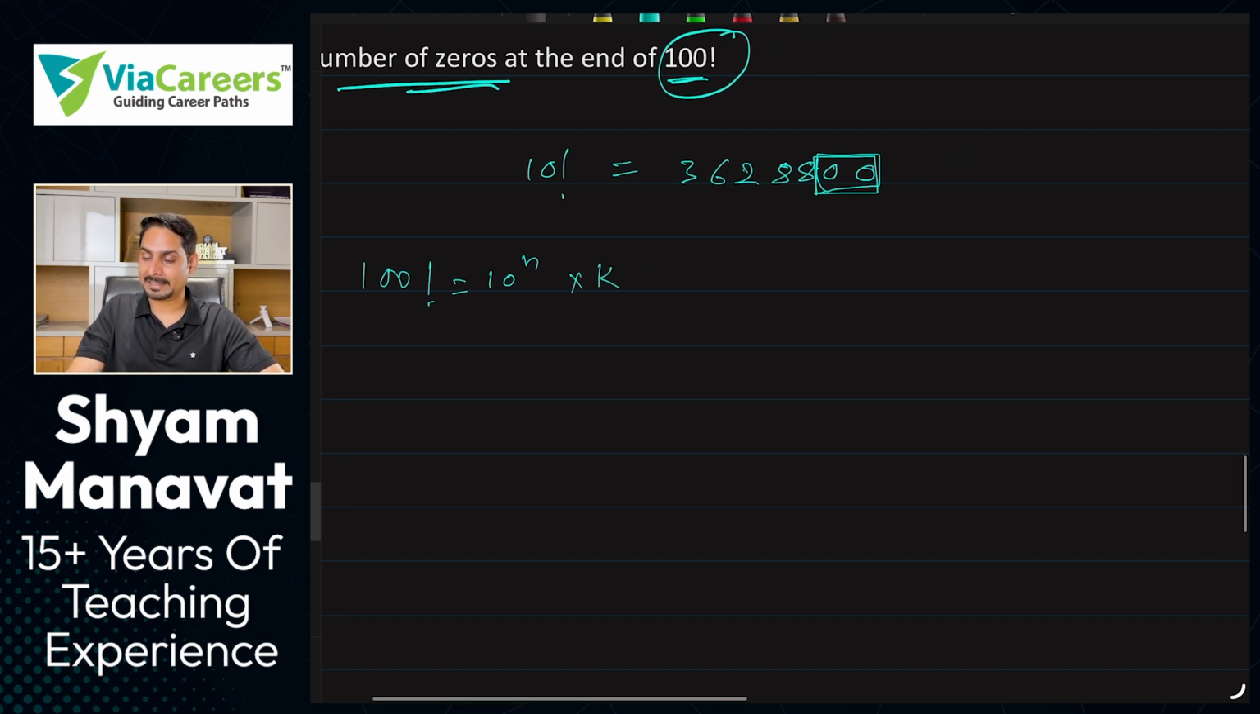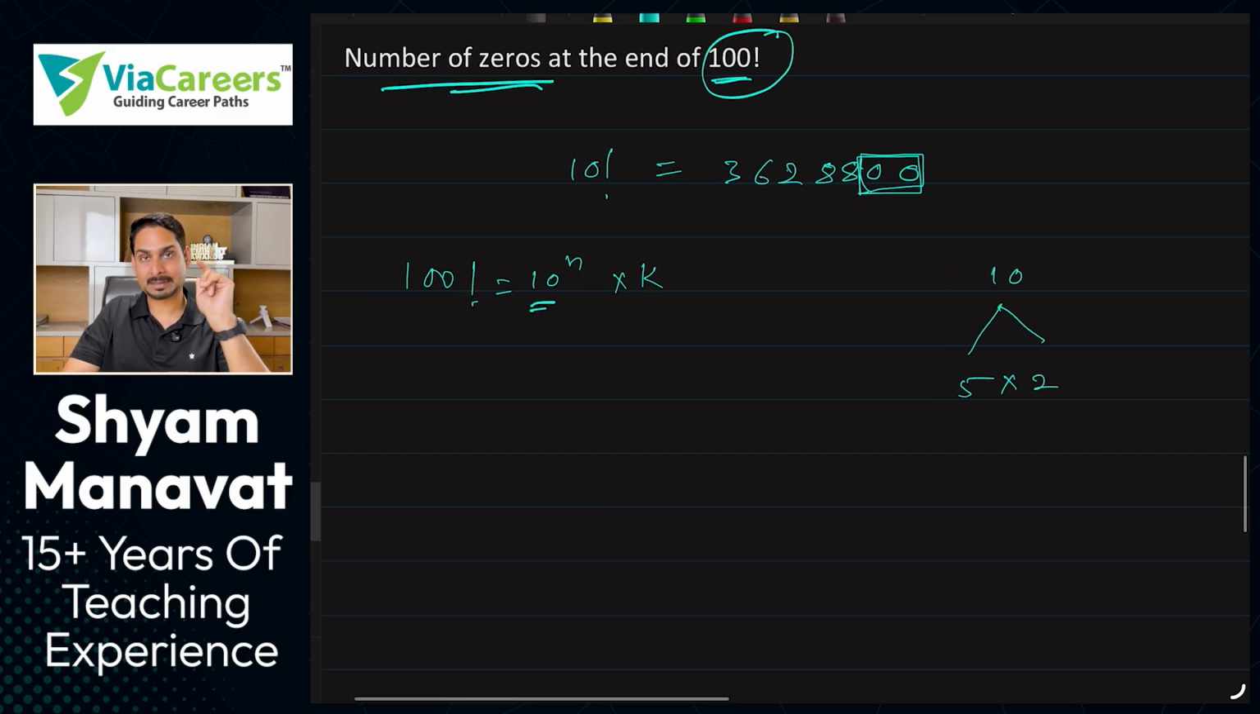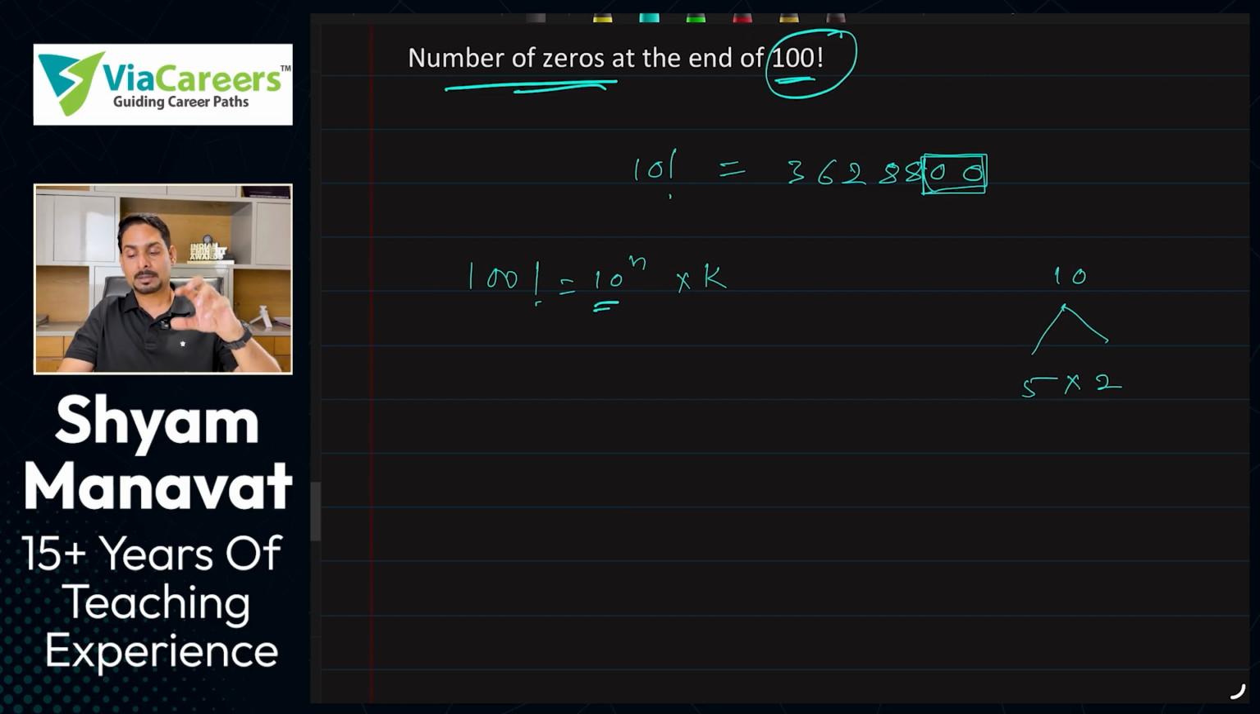Now, this 10 is a composite number which can be formed by 5 into 2. So, I can also say how many pairs of 5 and 2 is possible in 100 factorial. Pairs of 5 and 2. So, don't just check for 10. This is where maximum students make mistakes. They calculate the maximum power of 10. No. 10 is a composite number. So, don't go for 10 directly.